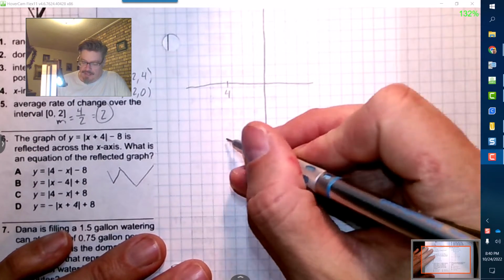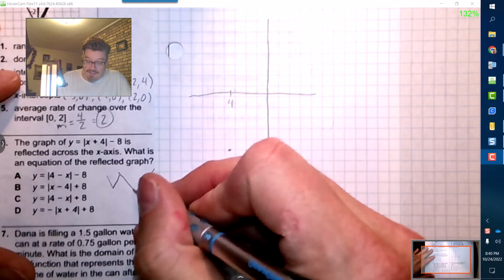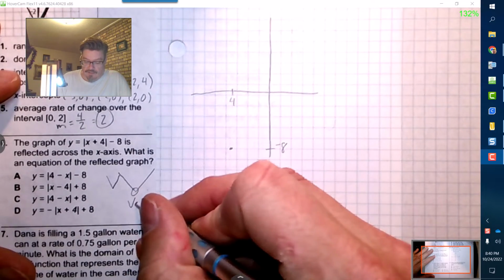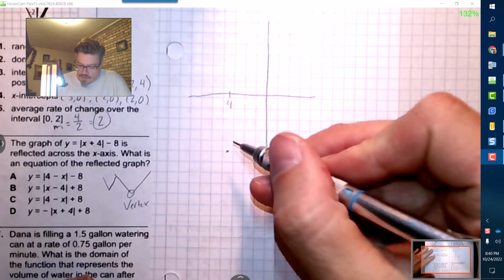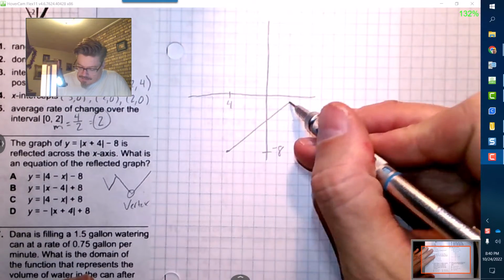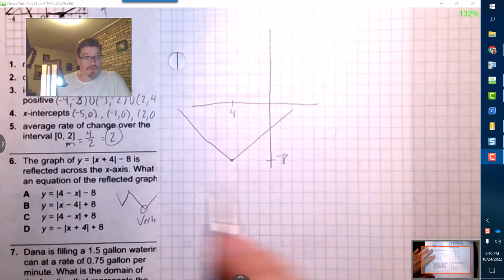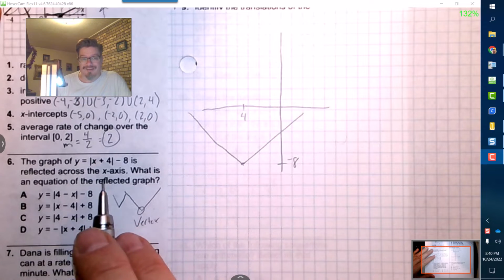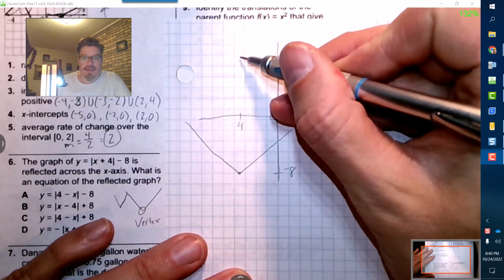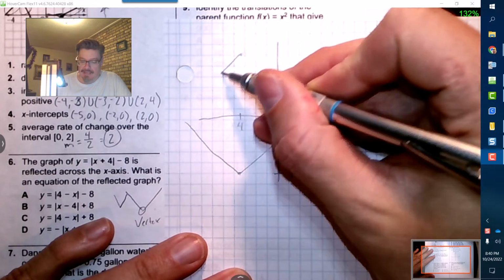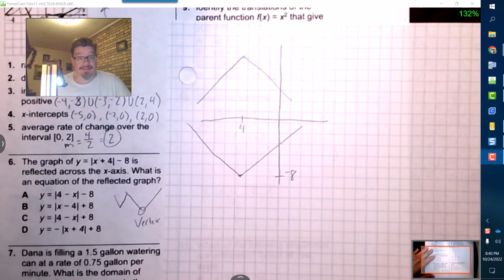All right, so this means that my vertex for the V, okay, this guy's the vertex. That vertex is going to look like this. All right, but we need to reflect this across the x-axis. So that means this guy has to be up here and he has to be pointing down. That is a reflection on the x-axis.